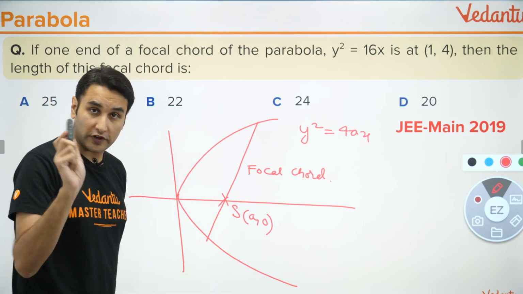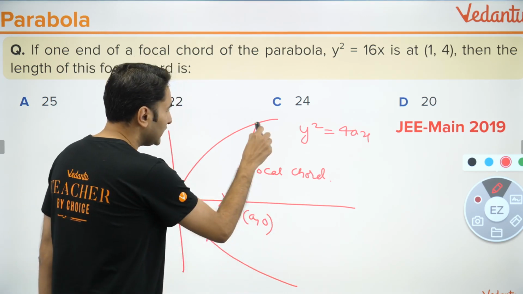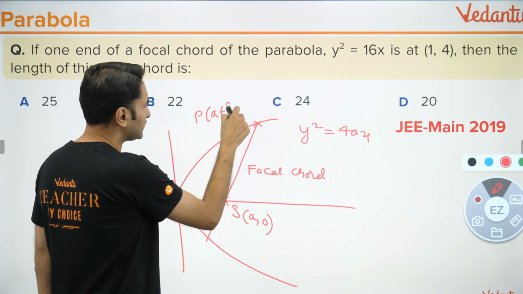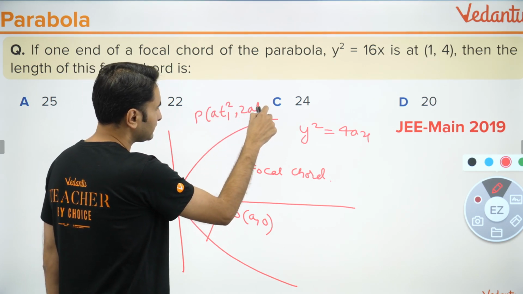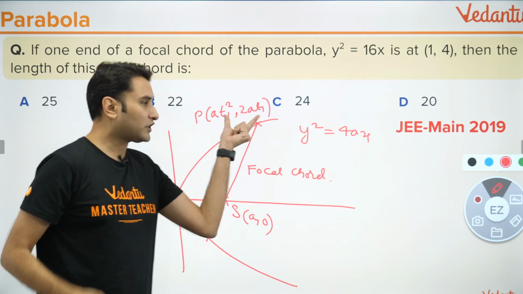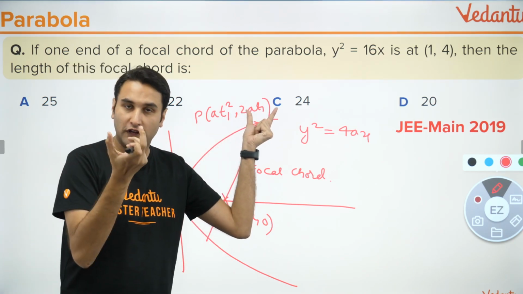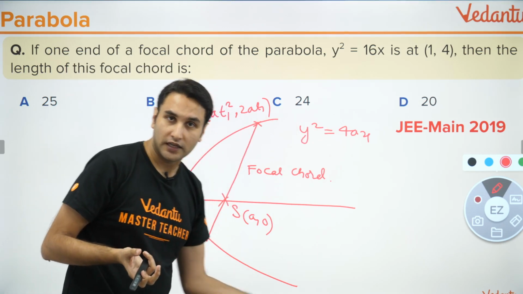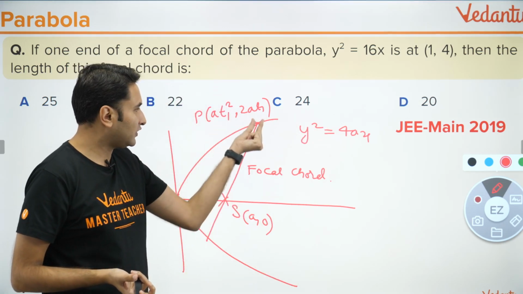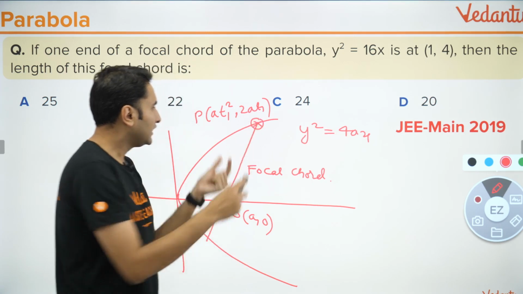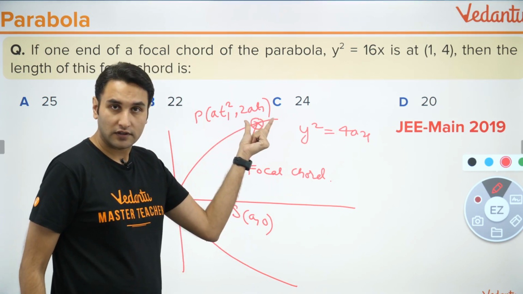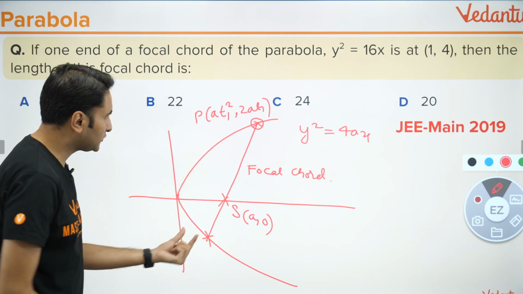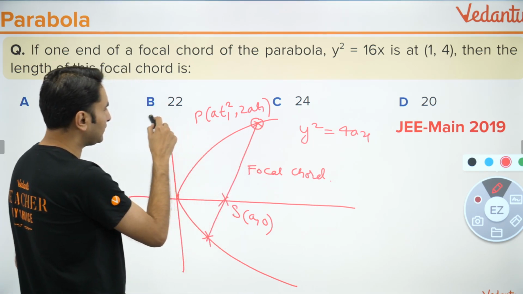Now remember, very very important. Imagine this point is P. If this point is at1 square comma 2at1, basically if you keep changing the value of t, you will keep getting different points on the parabola. Say for any value t1, you get this point P, at1 square comma 2at1. Then always remember, the parameter of this point P is t1.